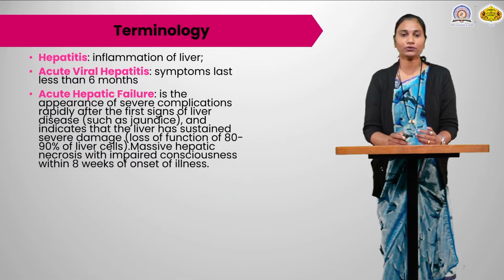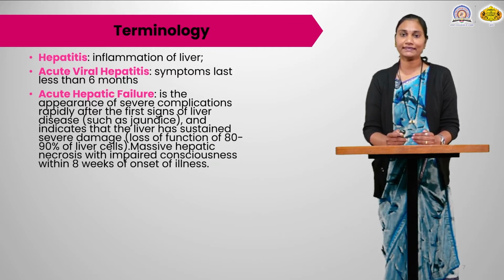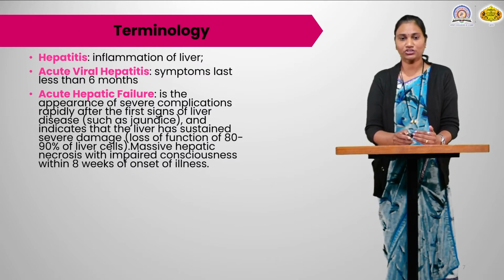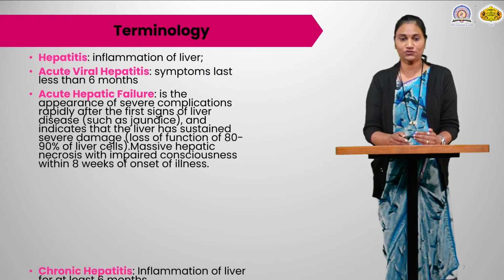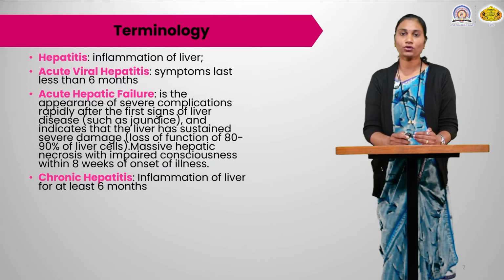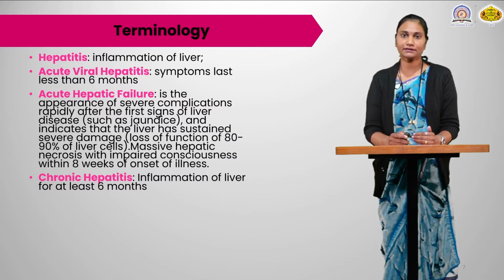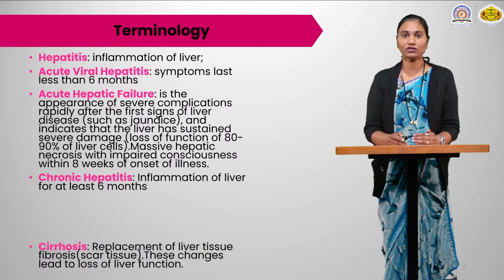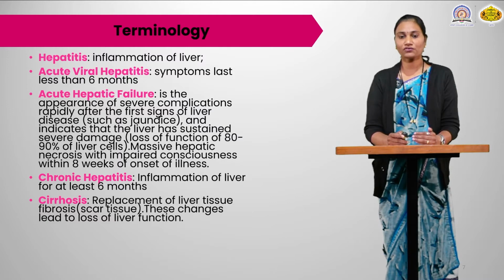Then next is acute hepatic failure. Acute hepatic failure is a serious complication that occurs in hepatitis infection, and which can lead to liver failure, loss of function of the liver, and severe damage of the liver. Then next is chronic hepatitis. Chronic hepatitis is the hepatitis in which the symptoms last for a period of 6 months or more. Cirrhosis.